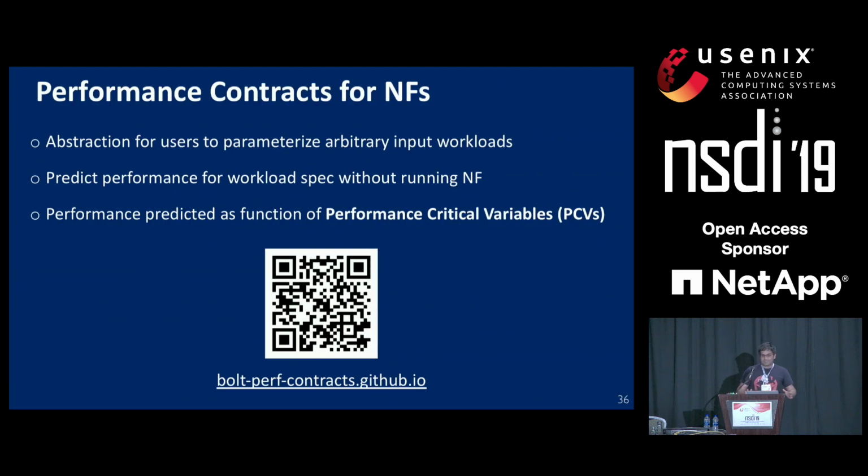So to summarize, today I have told you about performance contracts for NFs. Contracts provide users with an abstraction that allows them to parameterize arbitrary input workloads, whether typical, exceptional, or adversarial. Given only this abstract description of a workload and not a concrete instance, the contract will predict the performance of the NF without actually running it. And finally, the performance is predicted as a human-readable formulae, which is a function of what we call performance-critical variables, or PCVs.